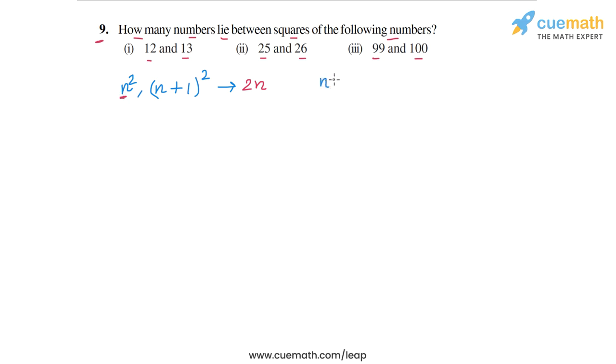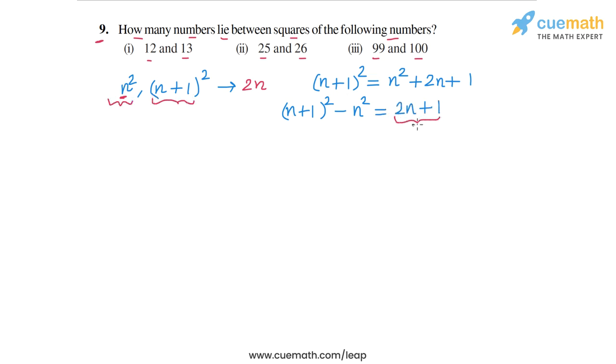If you take n plus 1 whole square and expand this, you get n square plus 2n plus 1. And if you now take the difference of n plus 1 square and n square, that is n plus 1 square minus n square, this will be equal to 2n plus 1. So the difference between these two squares, n square and n plus 1 square, is 2n plus 1, and hence the number of numbers between these two numbers will be 2n, 1 less than the difference.